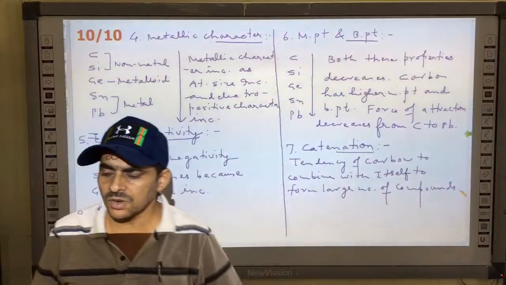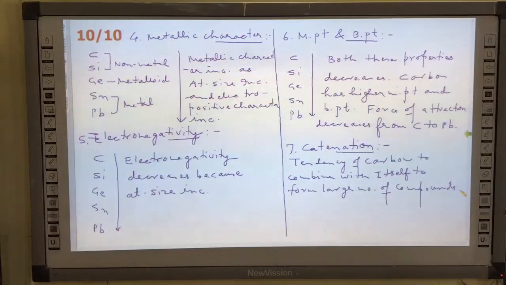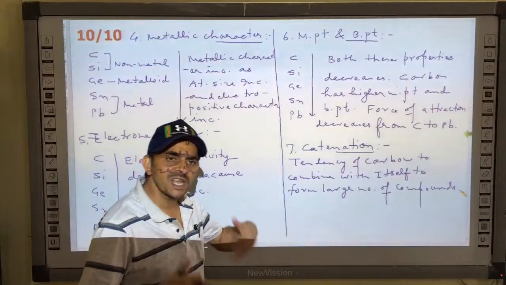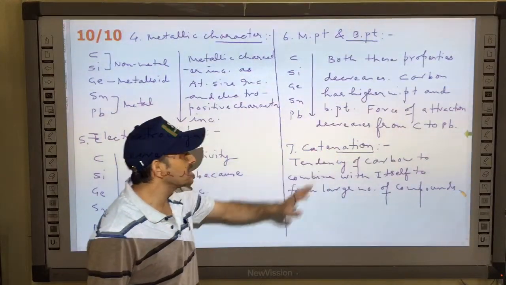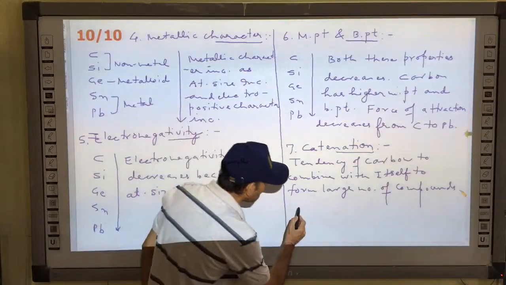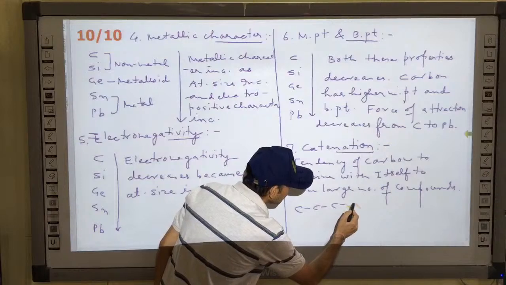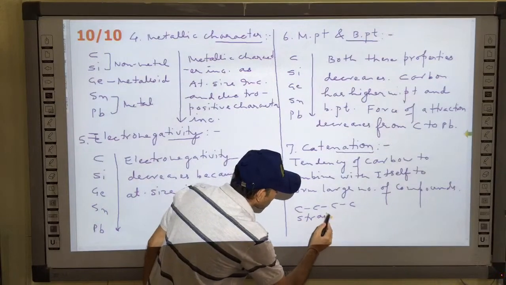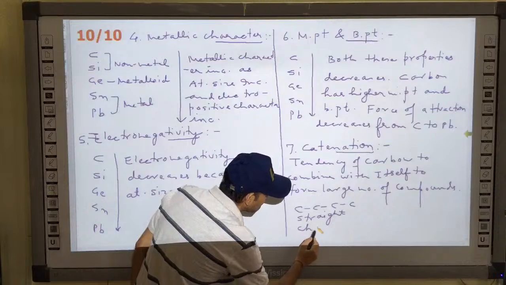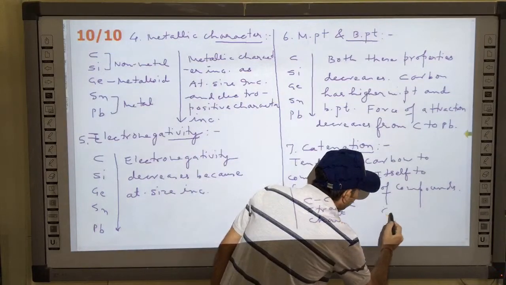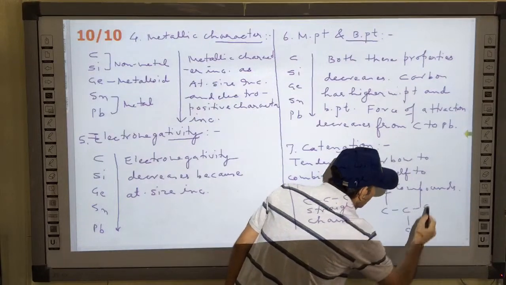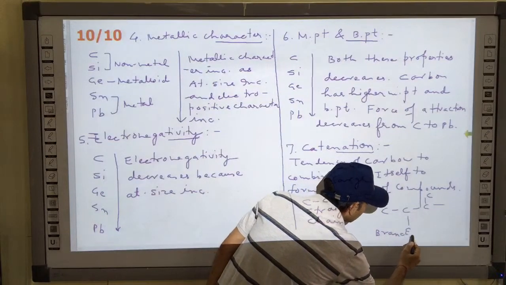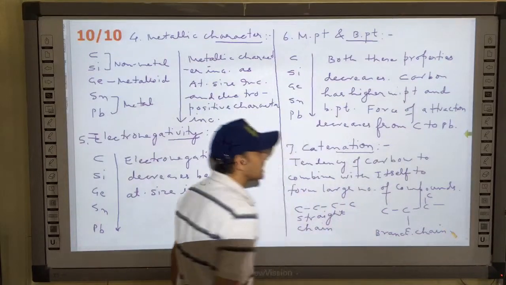In class 10, I told you catenation means carbon atoms are combining with themselves, and due to their combination, a large number of compounds are formed. This self-linking property is called catenation. You can see carbon atoms combining with themselves, and this compound is known as a straight chain. If carbon combines linearly they form a straight chain. They can also combine in this fashion, which is a branched chain. So this is a unique property of carbon.